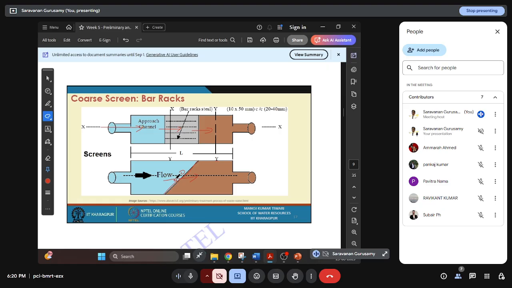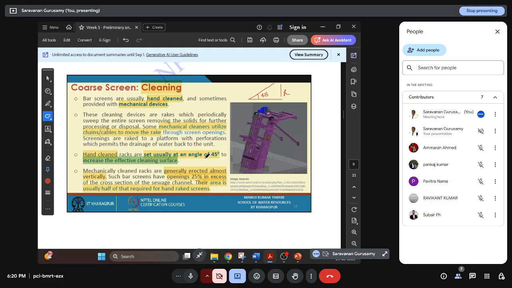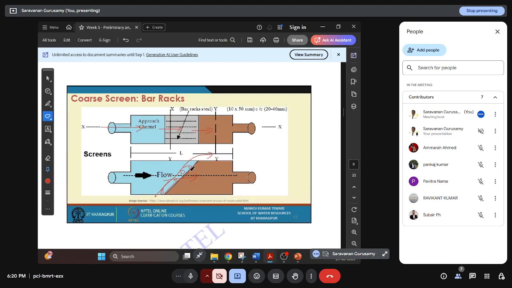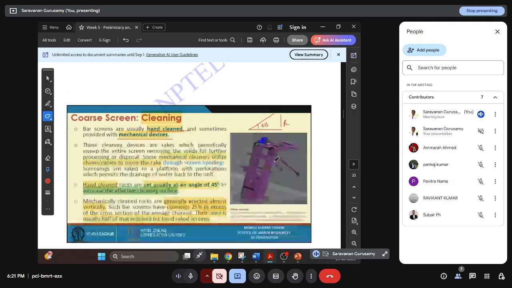Particles will be trapped here, and they will be taken out either mechanically or manually with the racks. Okay. So how do we do coarse screen cleaning? We can do hand cleaning or use mechanical devices. A mechanical cleaner utilizes chains and cables that will always move. Whatever particles are trapped here will move and be put in a separate tank. Okay, it will move with the belt, and it will be taken care of in the separate tank.